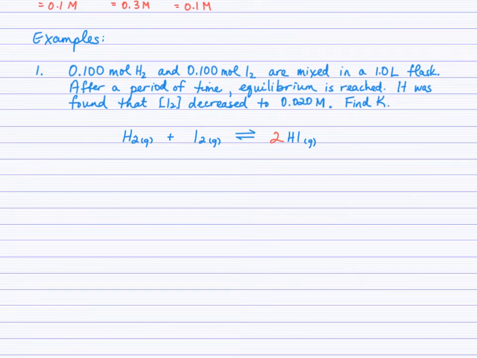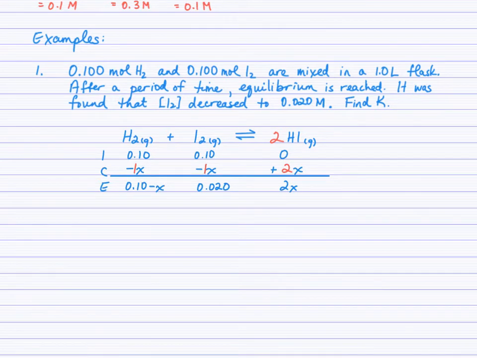Fill in everything you can. Okay, so here's the ice table. I did not show the calculations for the initial concentrations, but just to refresh your memory, N divided by V. Okay, so we were given the equilibrium concentration of I2, and so I filled that in right here. So now if I do I plus C equals E for I2, 0.10 minus x will equal the 0.020. So here's an equation where I can solve for x.